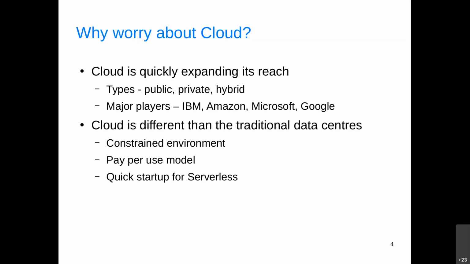And lastly, the emergence of new architectures like serverless and microservices have the need to start the applications as quickly as possible. And again, this is a challenge especially for runtime systems like the JVM.